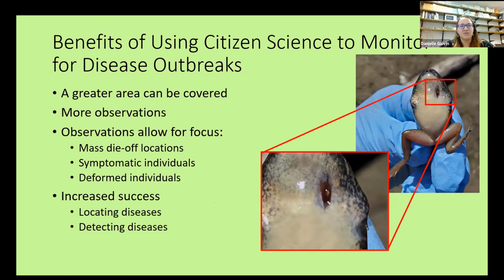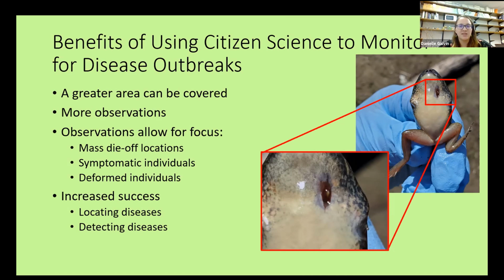There are many different benefits for using citizen science to monitor for amphibian disease outbreaks, greatest of which is that a much greater area can be covered. I'm only one person, and there are numerous different creeks, streams, wetlands, ponds, and water sources all across South Dakota. Therefore, it's not really feasible for me to visit all of these sites on my own and sample amphibians at each location. By utilizing citizen science, I can then increase the amount of observations that I have.